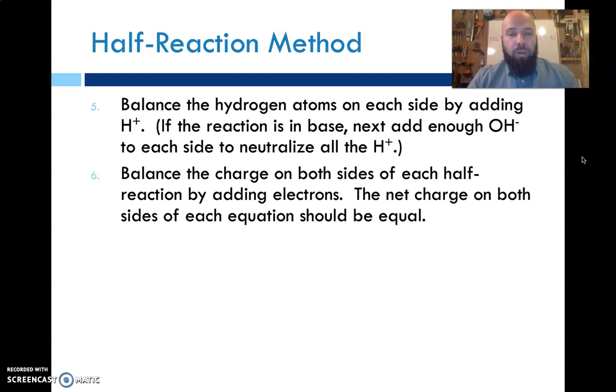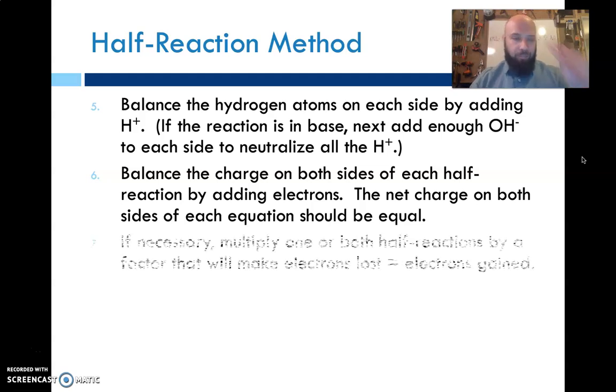Then make sure that both charges are balanced by adding actual electrons, putting e minus into your equation to balance the charges. You could be trying to get the charge to 0, or you could be trying to get it to any negative or positive number, just by adding the negative electrons to each side.